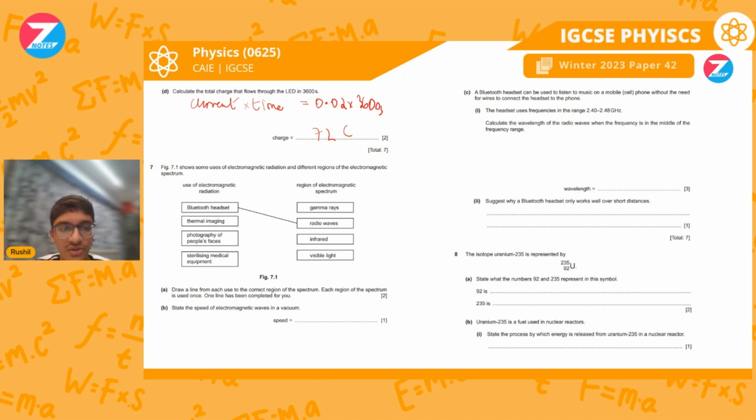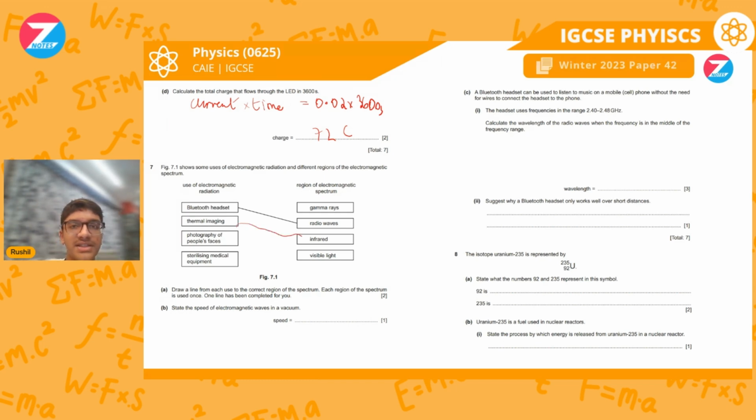Now, question 7. The figure shows some uses of electromagnetic radiation and different regions of the electromagnetic spectrum. Draw a line from each use to the correct region of the spectrum. One of them has been done for you. So, you know that thermal imaging uses infrared because hot objects emit infrared radiation, as we see on those images where it's either blue, green, red, or yellow, which shows the amount of heat energy. So that's why thermal imaging uses infrared rays.